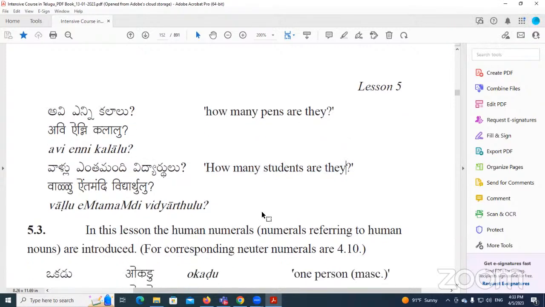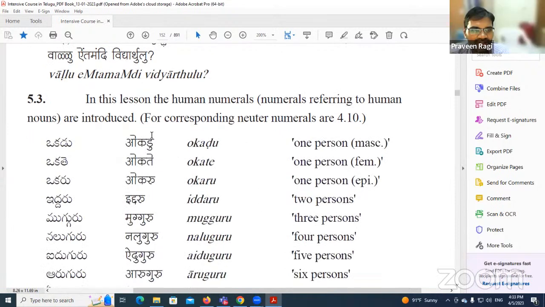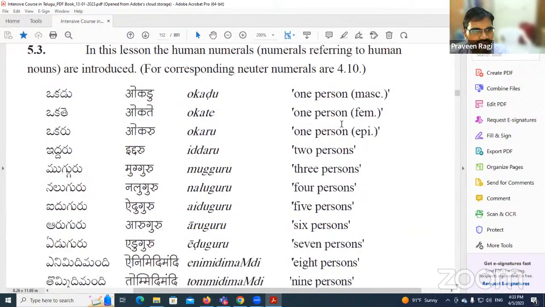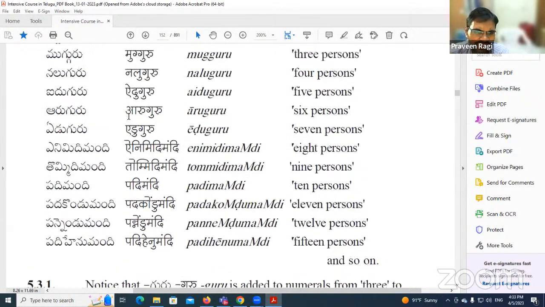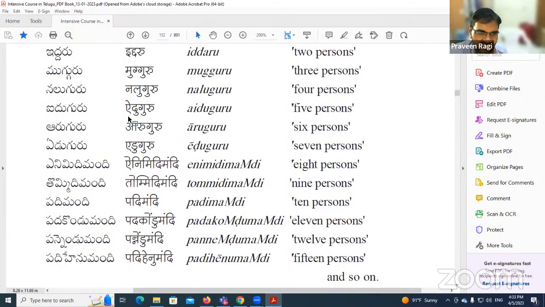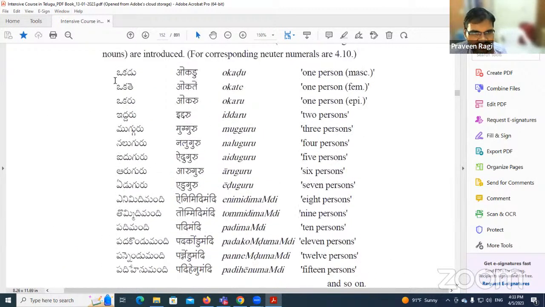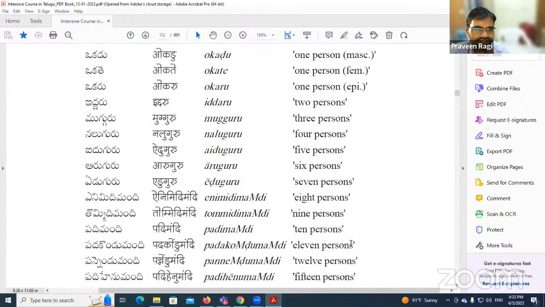Okay. Next one. In this lesson, the human numerals referring to human nouns are introduced, with corresponding neuter numerals. You can read this one because we already discussed it. Just for recap, it will be useful. Can you read all these things? Also include this last column.